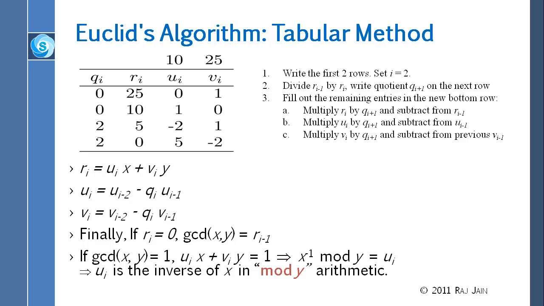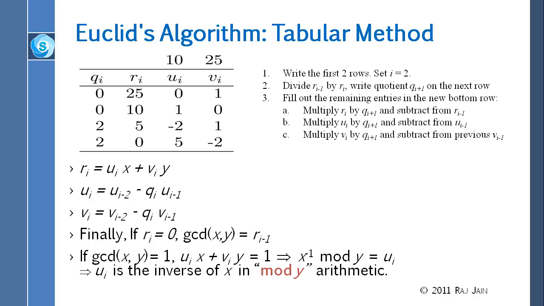2 times 0 is 0, subtracted from 1 is 1. Now, that property still holds. If you take 1 times 25 minus 2 times 10, you get a 5. Right? Ri is always equal to ui times xi plus vi times yi. If this is x and y, Ri is always equal to ui times x plus vi times y. So this is a correct calculation, right?